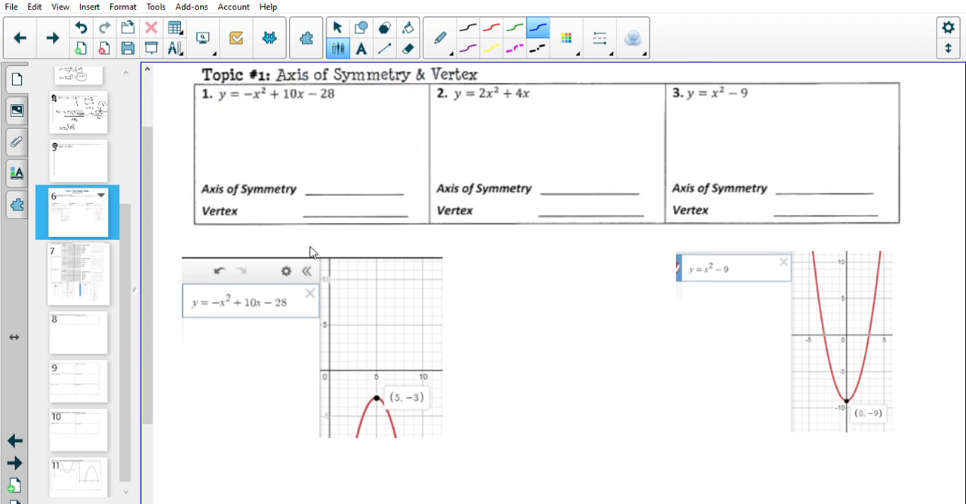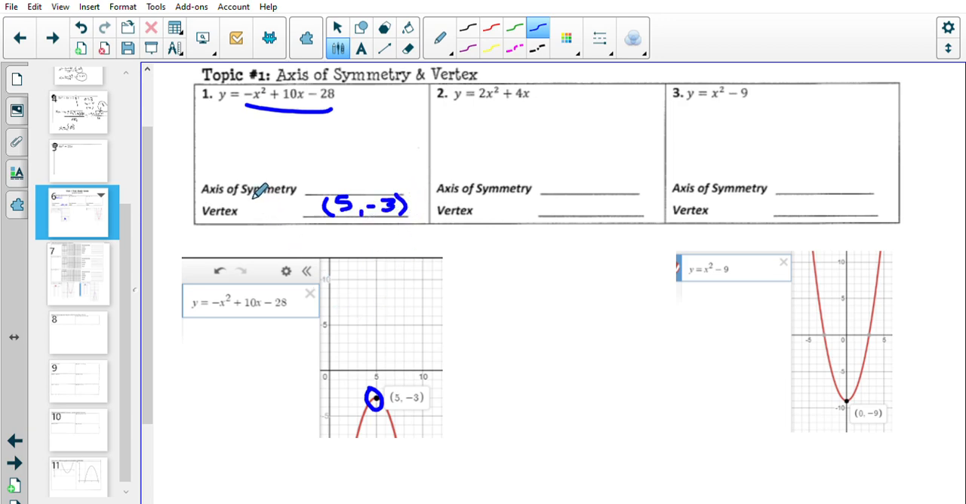So what I did here is I actually went through and I used Desmos in order to graph the equations that were given. So the first one was y equals negative x squared plus 10x minus 28. You can see in this window here that that's what I did type in. And I looked at the graph and I found that vertex, okay? This vertex we know is a maximum and it's at the point 5, 3 or 5, negative 3.